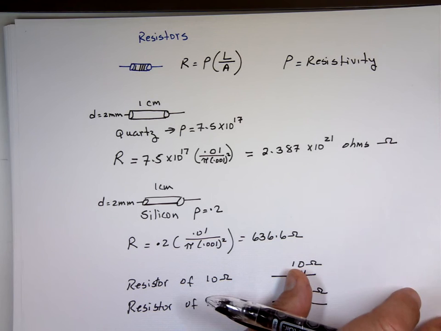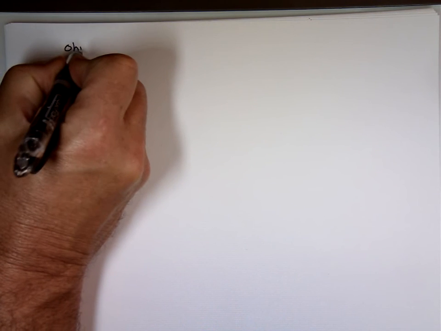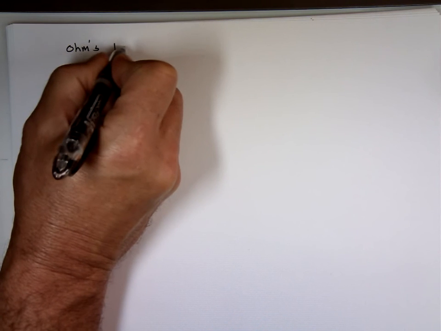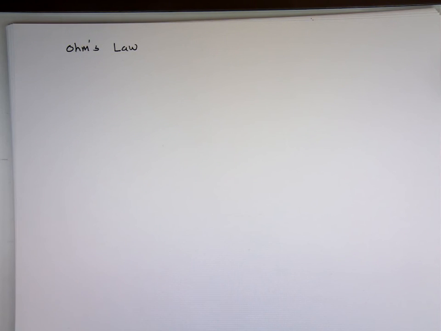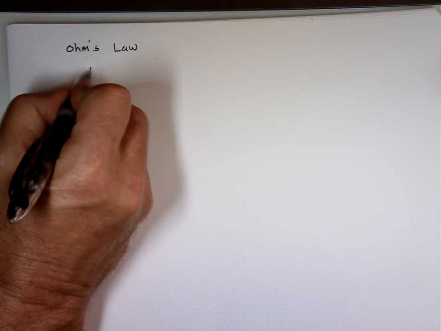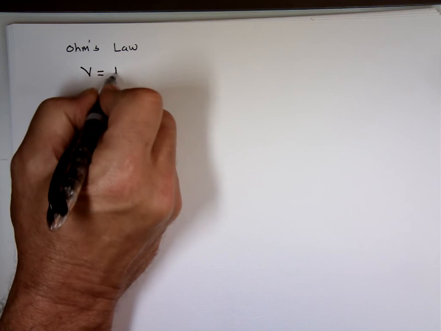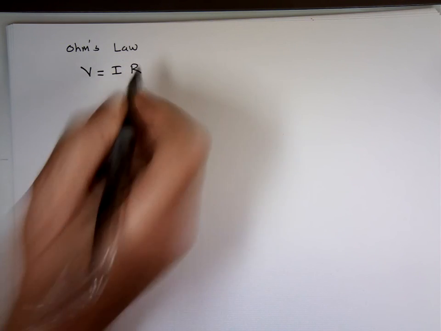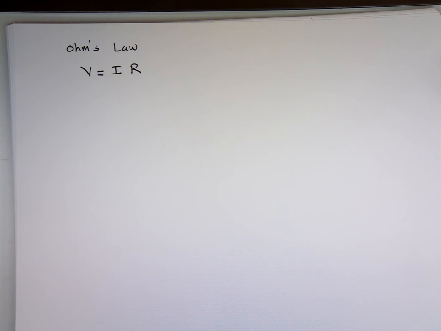Now, we have an equation in electronics. If you took any electronics in high school, you probably heard of something called Ohm's law. Ohm's law says the voltage is equal to I times R. Give me two, I'll give you the third one.